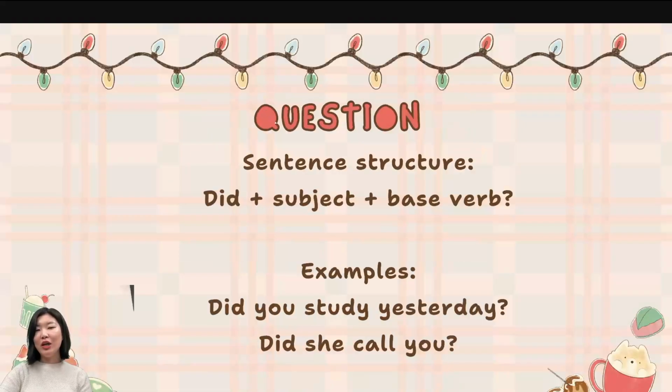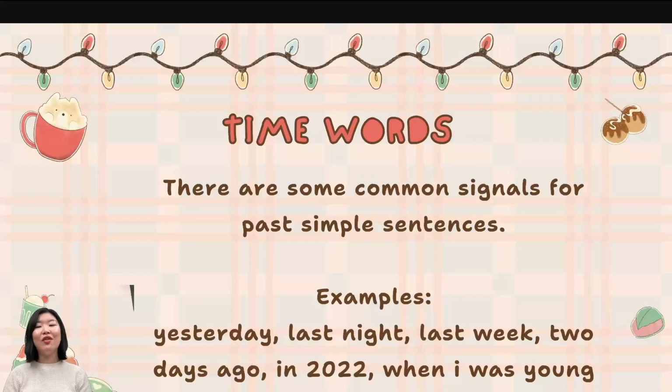Now, how about questions? For the sentence structure of a question, same as the negative form, you do not have to change the base form of a verb. So you write did and then the subject and the base verb. For example, you would say, "Did you study yesterday?" "Did she call you?" Do you see that study and call did not change into an -ed form or an irregular form?